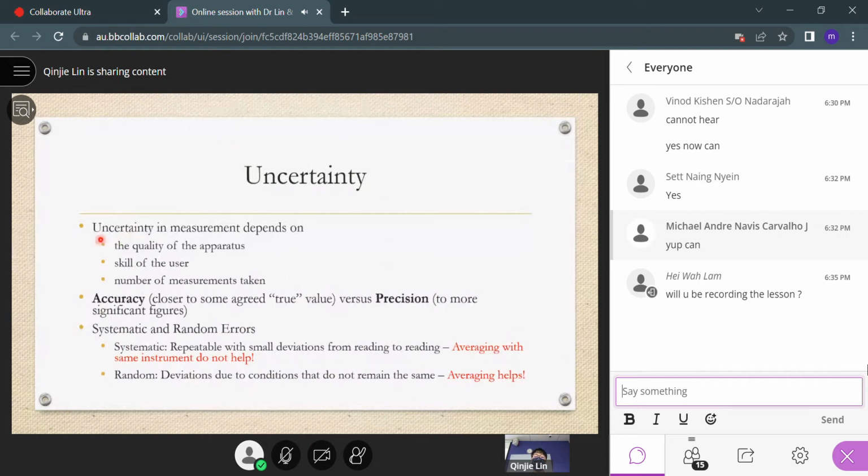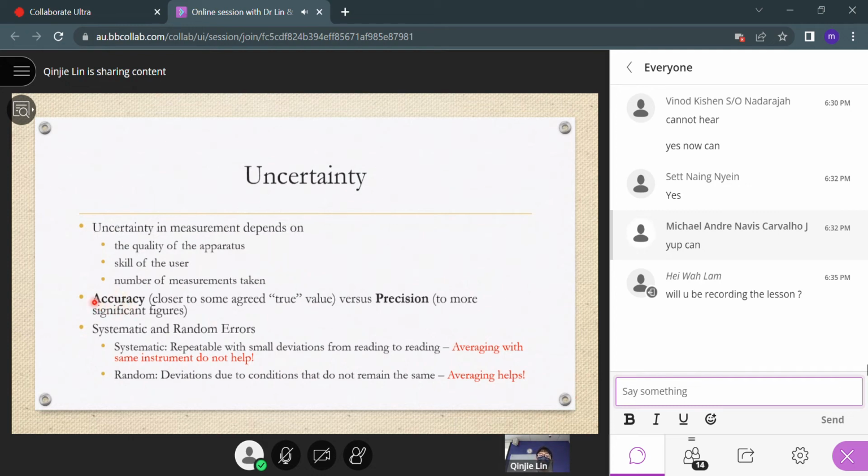Okay, uncertainty. Uncertainty measurement depends on a few things. One is the quality of apparatus. When you make any measurements or experiments, the quality of the device that you use will matter a lot. If it costs $10, it's going to be off. If it's $10,000, maybe it can be super accurate. Next, the skill of the user also matters. Some people can use the device better than another person. The last one is the number of measurements taken. Usually, the more measurements taken, then you take the average, that will give you a lower uncertainty.